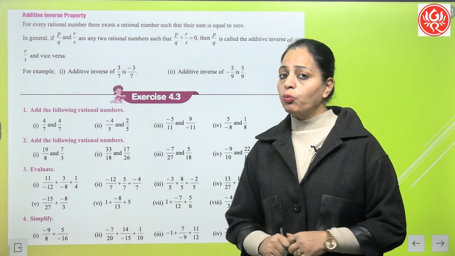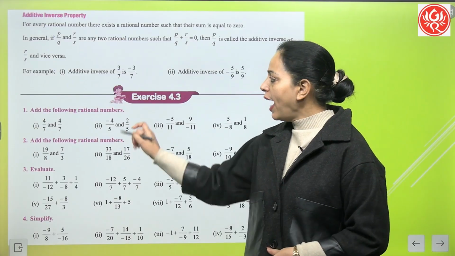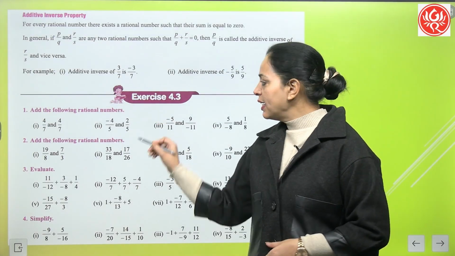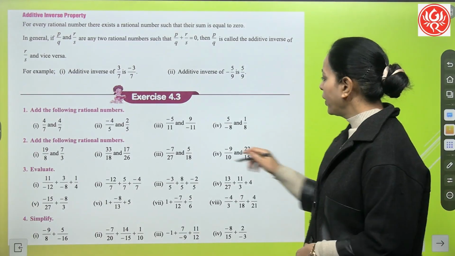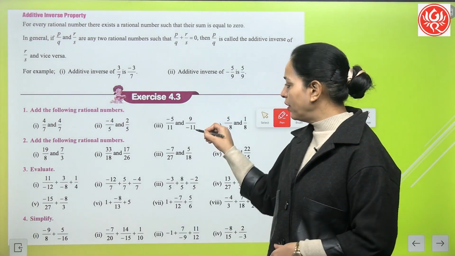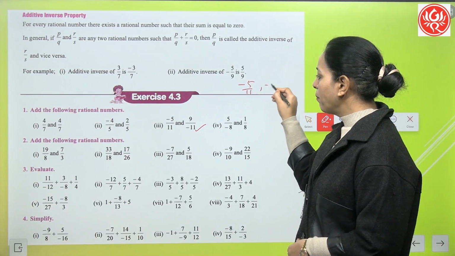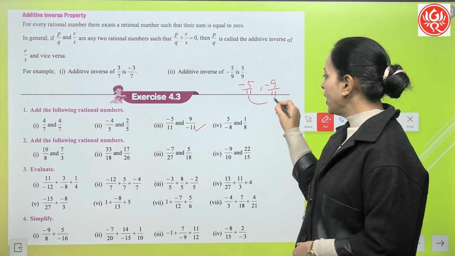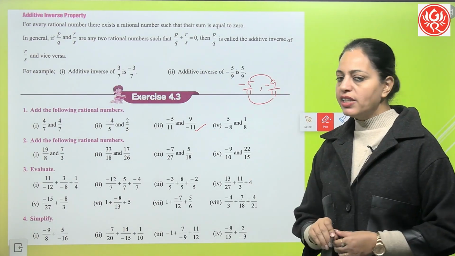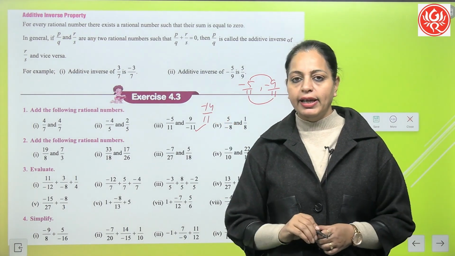Now exercise 4.3 based on this type of example. See question number 1. Add the following rational numbers like third part minus 5 by 11 and 9 upon minus 11. So what we can write? Minus 5 by 11 and minus 9 by 11. Denominator is same. Just add the numerators. So it is minus 14 upon 11.